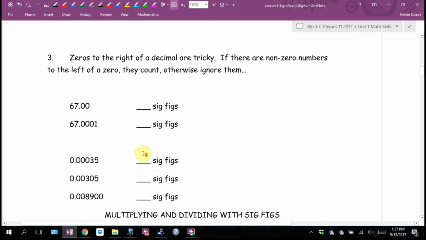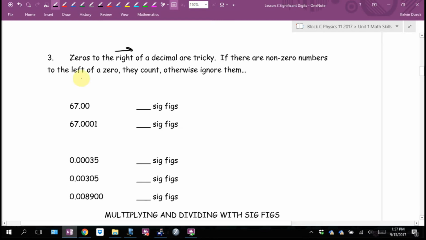Next rule. Zeros to the right of a decimal are tricky. If there are non-zero numbers to the left of a zero, they count. Otherwise, we ignore them. What? Again, it's easier to do some examples.